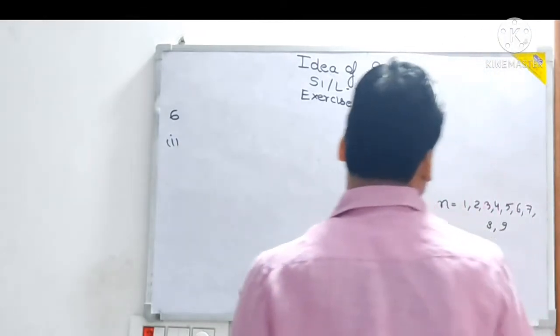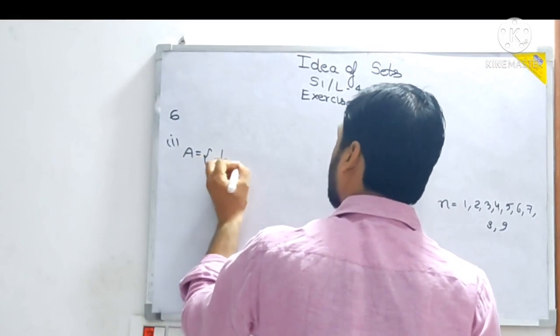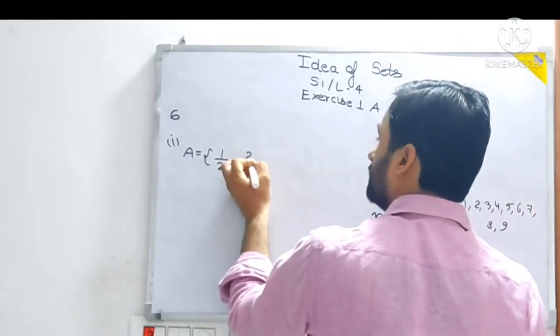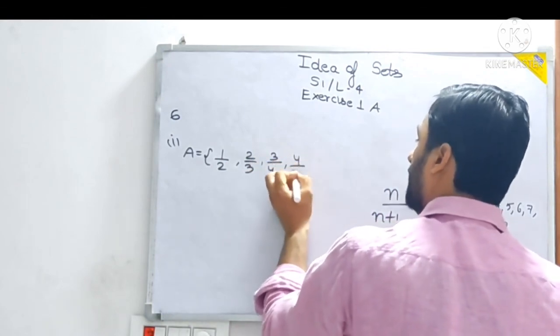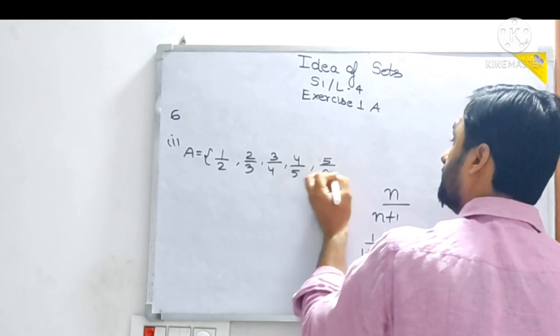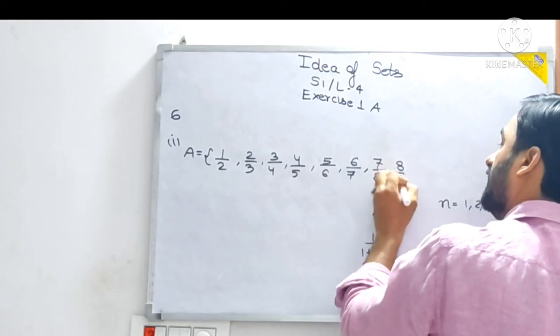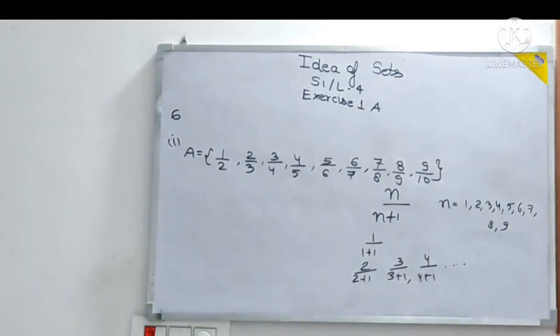That means 1 upon 1 plus 1 is what? 1 upon 2 will come here. Yes or no? 1 upon 1 plus 1 is 1 upon 2. Then 2 upon 2 plus 1 is 2 by 3. Then 3 by 4. Then 4 by 5. Then 5 by 6. Then 6 by 7. 7 by 8. 8 by 9 and 9 by 10. That's it. They are saying the actual numbers should be less than or equal to 9 and the formula is n by n plus 1. That itself is the representation of it. We will continue with more questions in the next class.